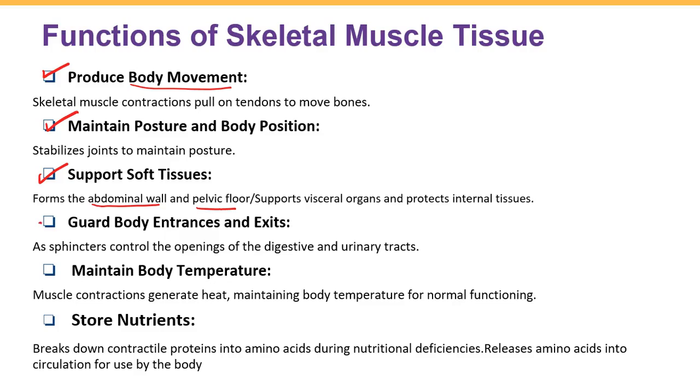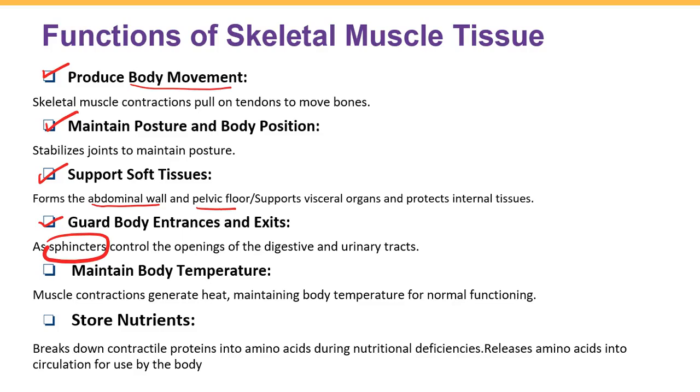Next, we have guarding body entrances and exits. Some skeletal muscles form sphincters. Sphincters are circular muscles that control openings in the body, which would be found in the digestive system and urinary tract, like your mouth, anus, and urethra. These muscles give us voluntary control over important activities like swallowing, urinating, and defecating.